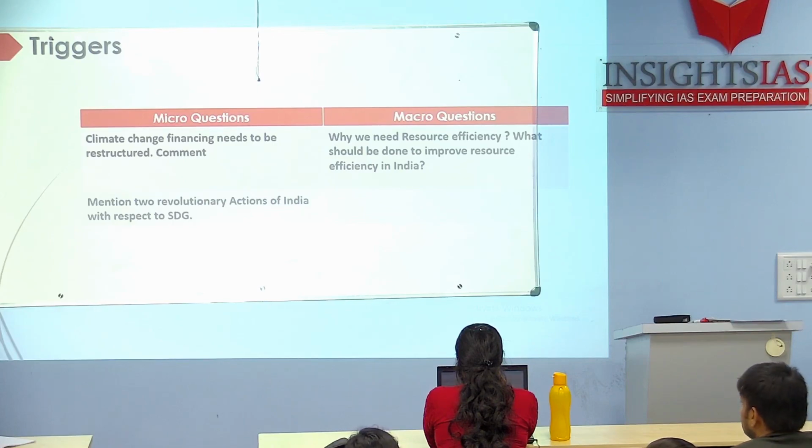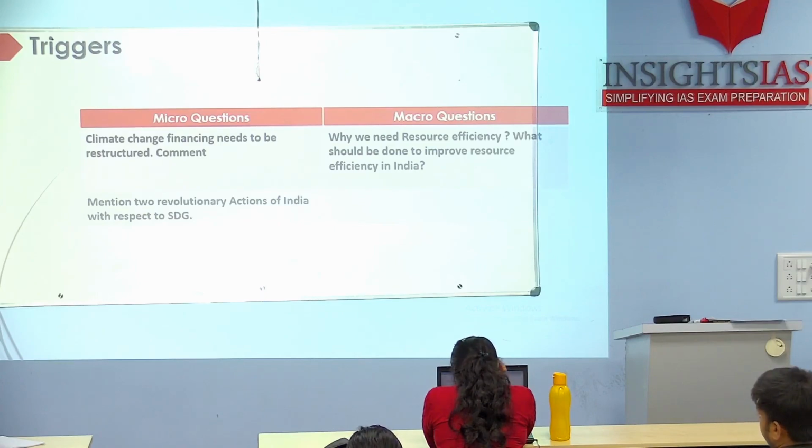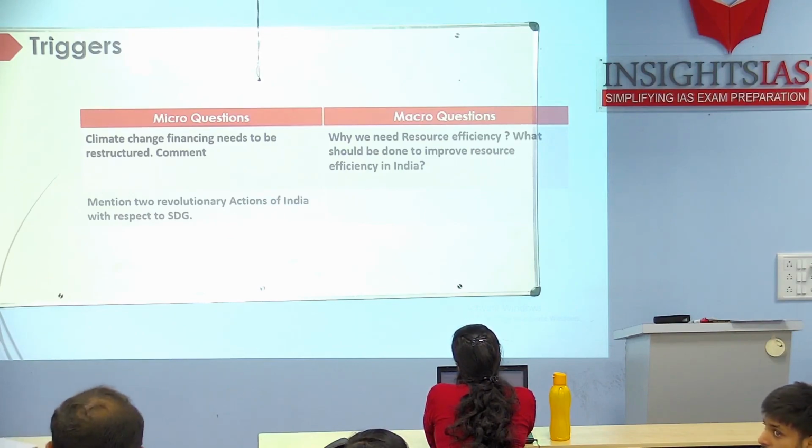Actions of India with respect to SDG. What are the two? Namami Gange and Solar Alliance. Okay. You will explain in the questions. This question I deliberately kept so that you will try to use those two pieces of information: Namami Gange and which one? International Solar Alliance, and Swachh Bharat Mission also. You can talk about anything.